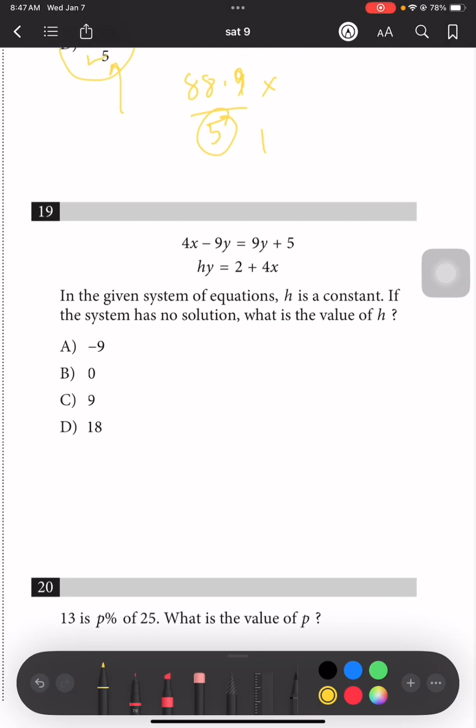Number 19. No solution. What's the value of H? Okay, this is the linear equation. No solutions. Okay, let's simplify this a bit. This is equivalent to saying, put the 9 here, put the 5 there, so I can have it in the slope-intercept form. That's 18y equals 4x minus 5. Okay.